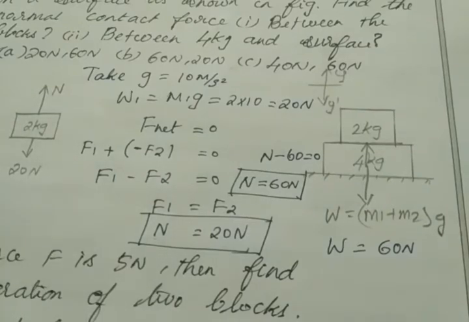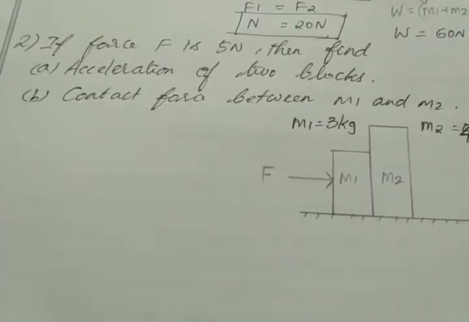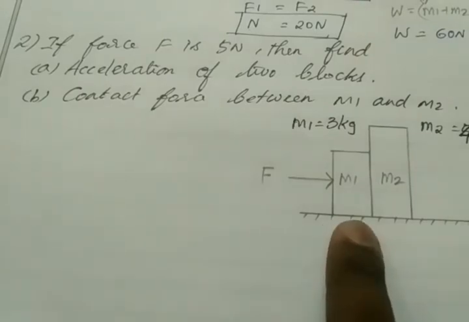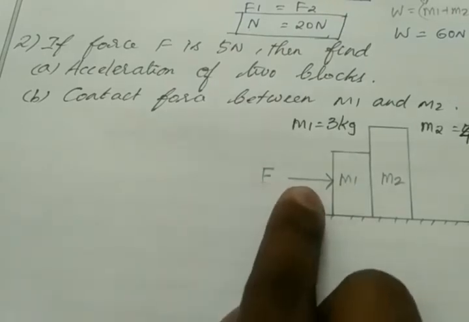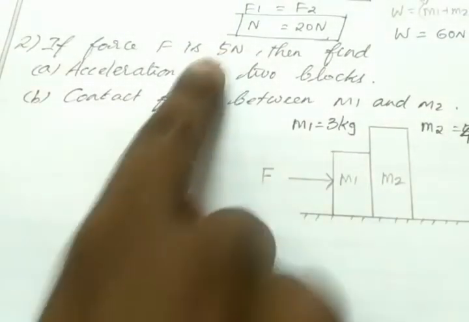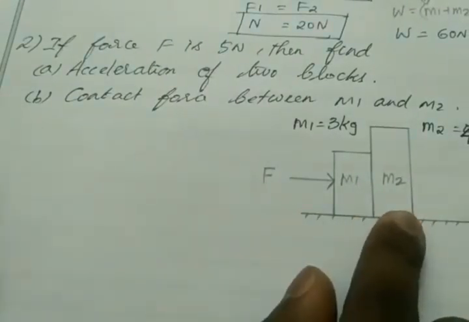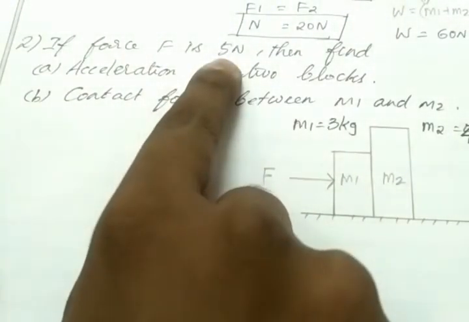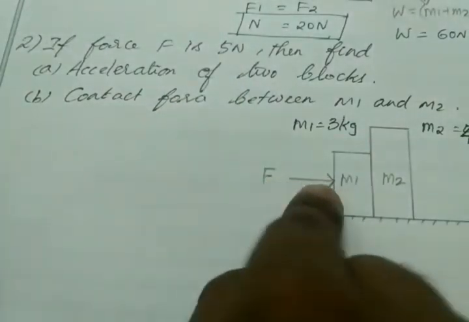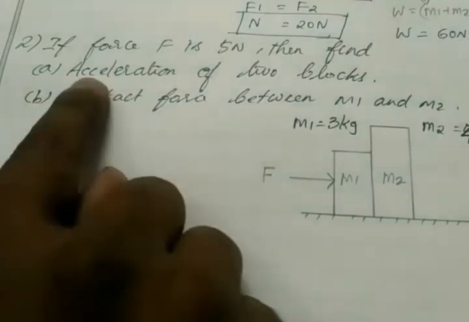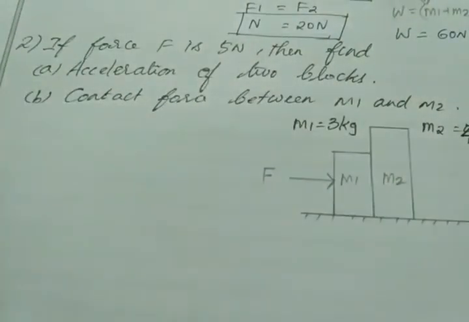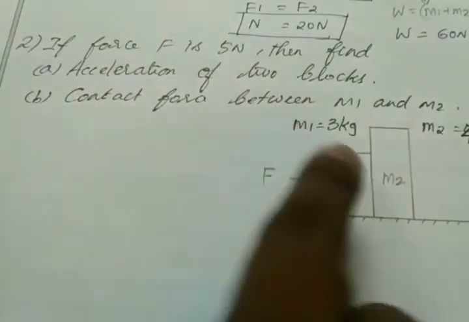Clear? Hope you understand. In the second problem, we have two masses on a surface and we apply a force on mass M1. Okay, we apply some force of 5 Newton. So we push these two blocks with a force of 5 Newton. Whenever we give some force, there must be an acceleration. So we have to find the acceleration of the two blocks. That is our first question. Then the contact force between M1 and M2.